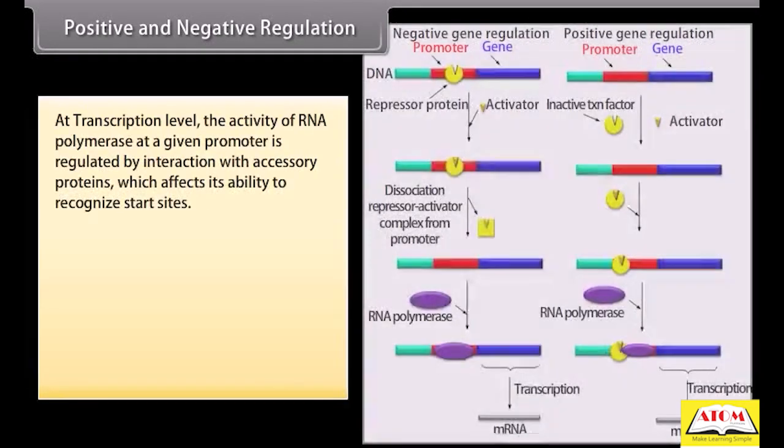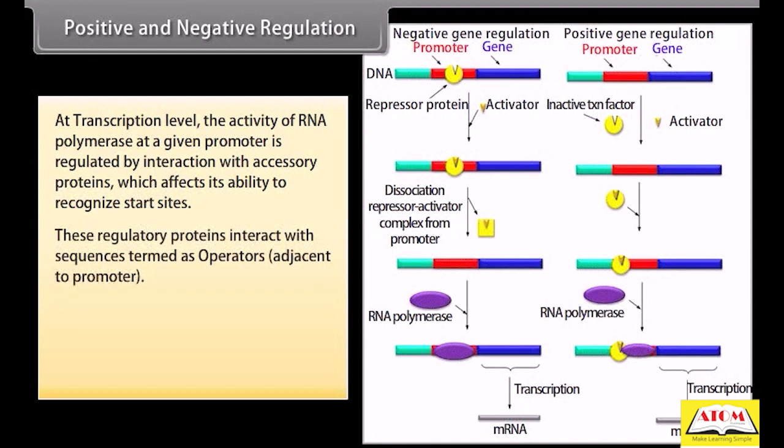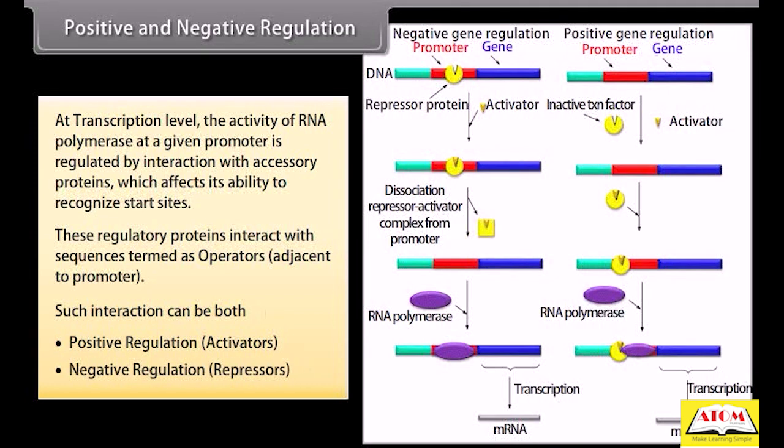Positive and negative regulation. At transcription level, the activity of RNA polymerase at a given promoter is regulated by interaction with accessory proteins, which affects its ability to recognize start sites. These regulatory proteins interact with sequences termed as operators adjacent to promoter. Such interaction can be both positive regulation, activators, and negative regulation, repressors.